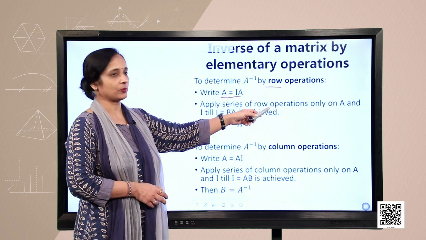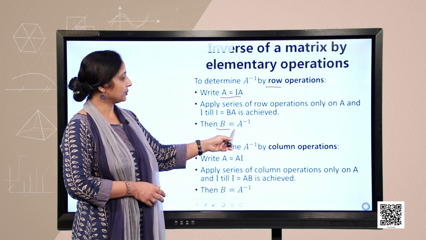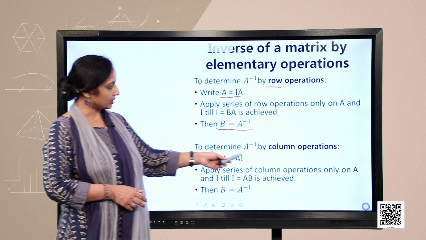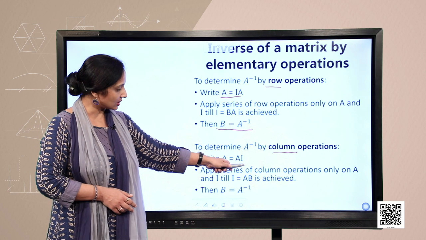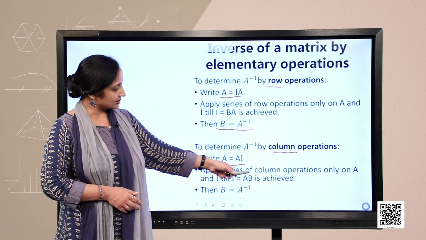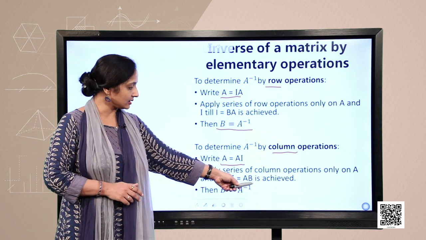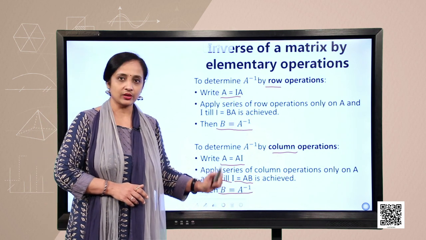Apply a series of row operations only, and then you will get B is equal to A inverse. To determine A inverse by column operations, you have to start by writing A is equal to AI. Then apply a series of column operations only until you get I is equal to AB, and in turn, B will become equal to A inverse.